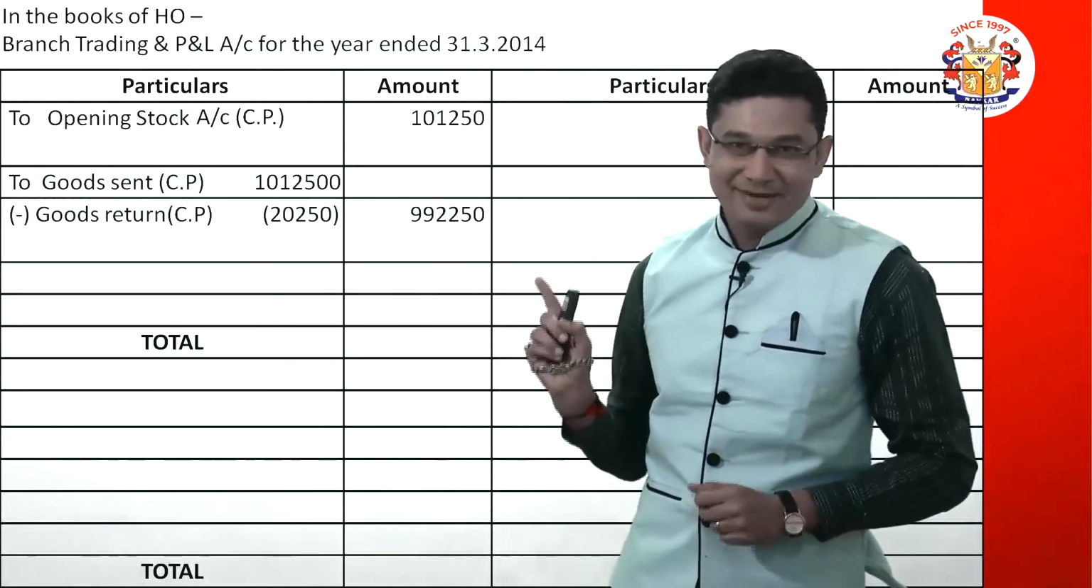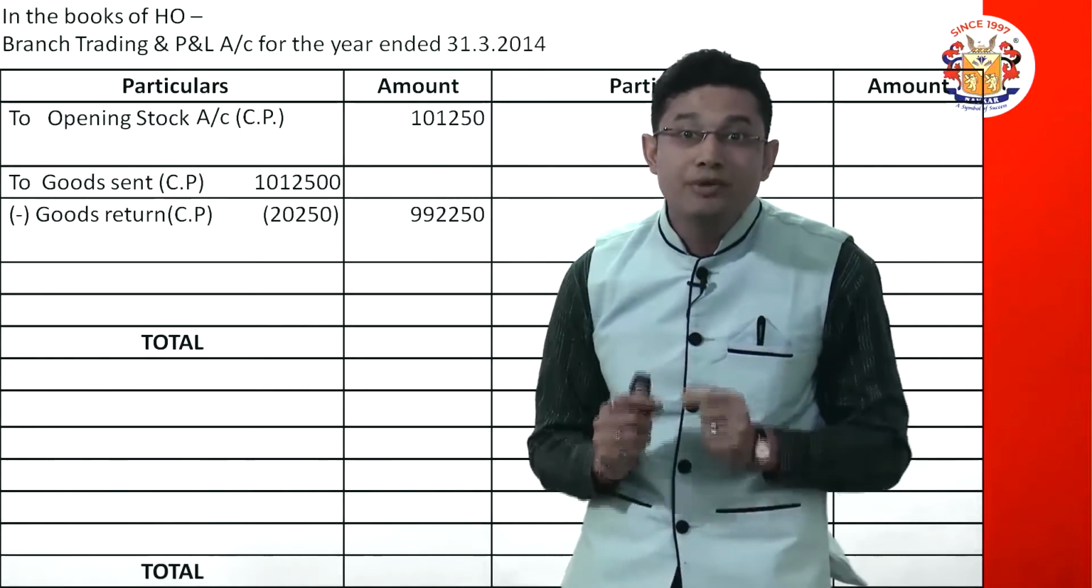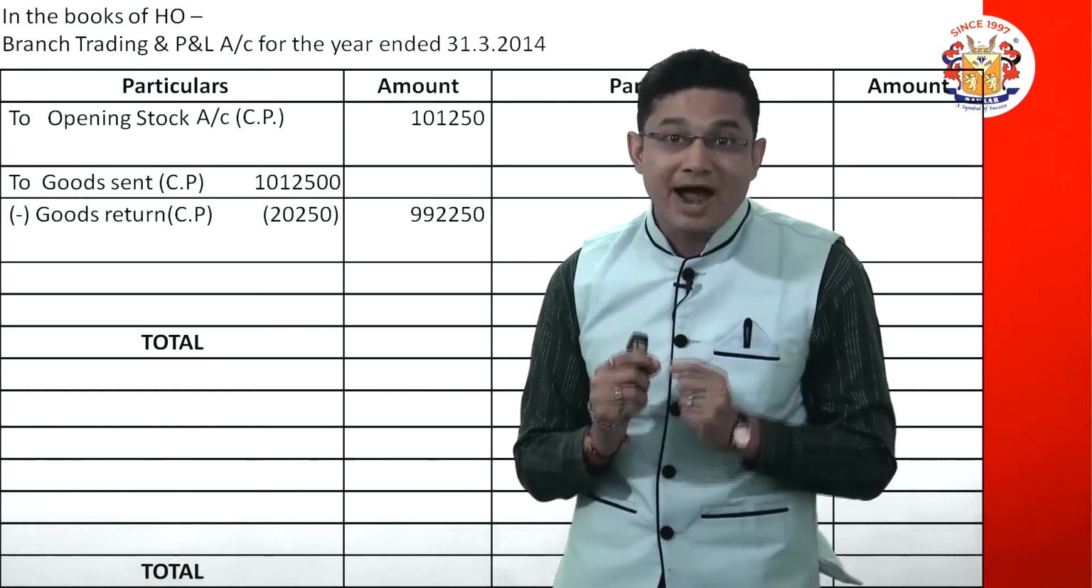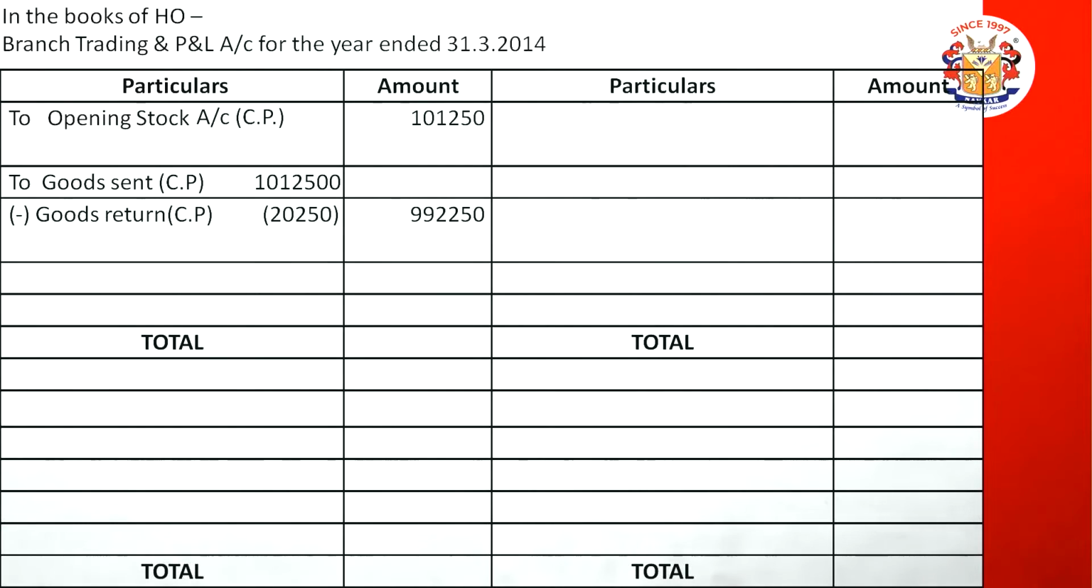This is very interesting. This is nothing but the final answer of goods sent to branch account. We have already talked about. Am I right? Okay. Next one. Sales will be credited to branch trading account. Cash sales 4,50,000, credit sales 8,10,000.